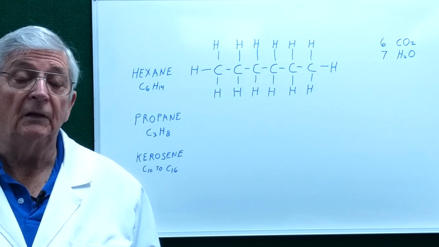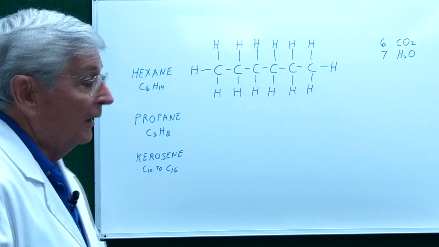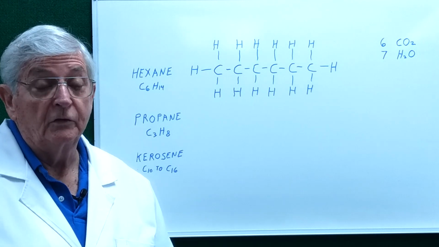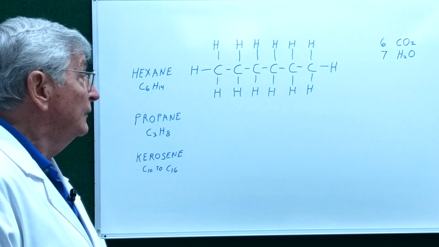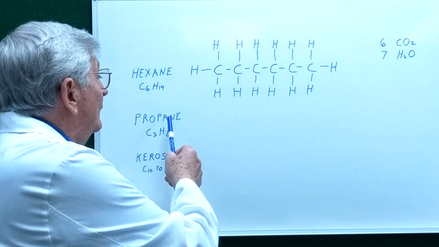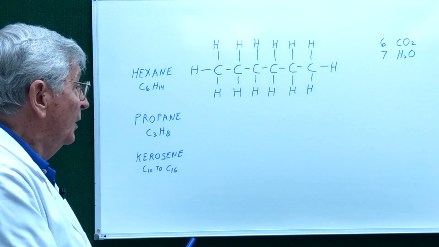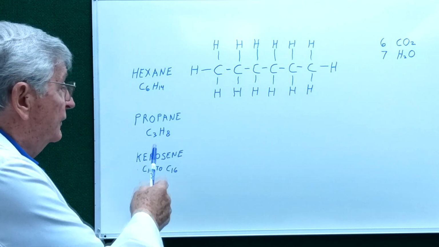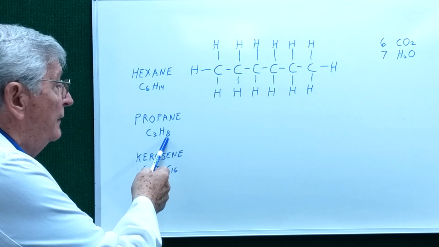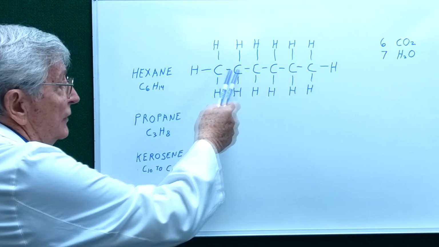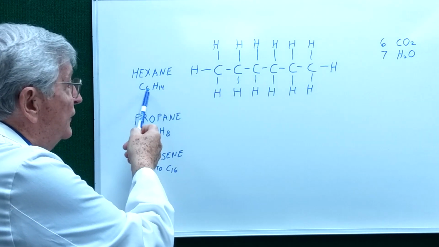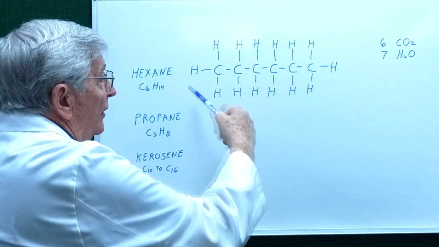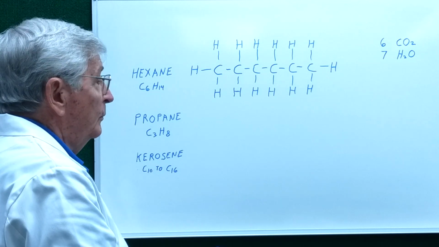Okay, here's a little chemistry. We burn hydrocarbons to produce energy in a lot of different things. Propane, which we're probably familiar with, has a formula C3H8. So it's 3 carbon atoms and 8 hydrogen atoms. This is hexane, which is C6H14. So there's 6 carbon atoms, and 14 hydrogen atoms.